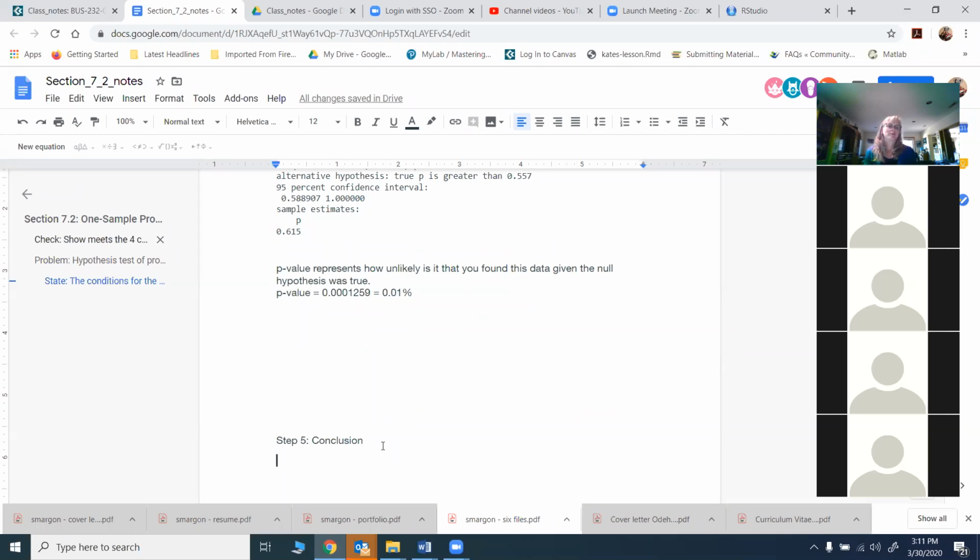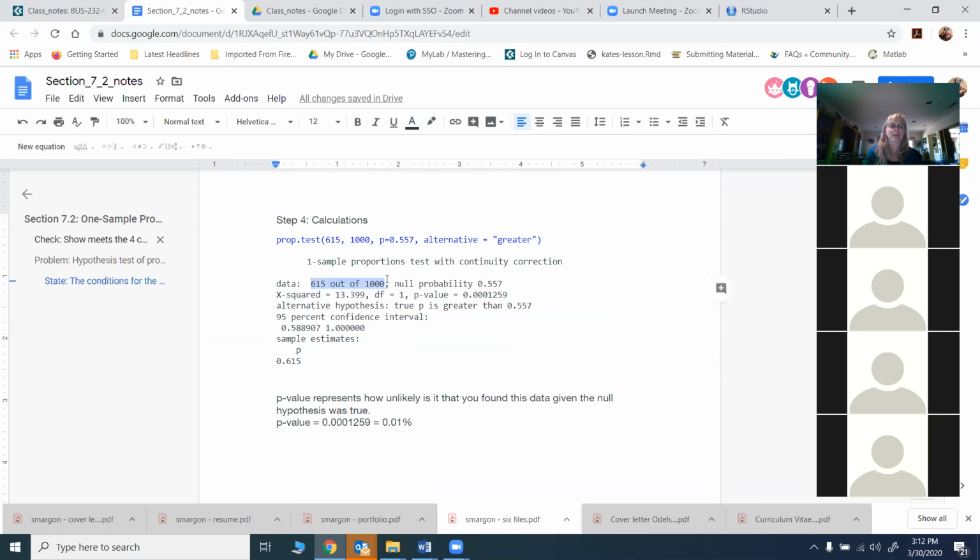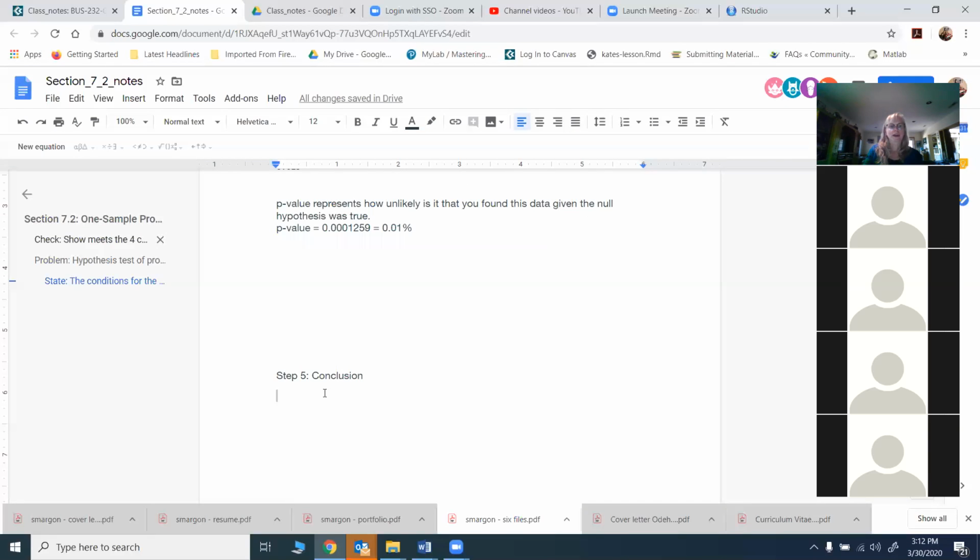You just told me it was very unlikely that you would actually get this data given that H0 is true. The likelihood of finding this data given that H0 is true is only 0.01%. So can you really believe that H0 is true? That's the only thing you can control, that you were given that information. Can you believe H0 is true? No. So we're going to reject it. We reject H0 since the p-value is less than my alpha. And that's all you say with the conclusion.